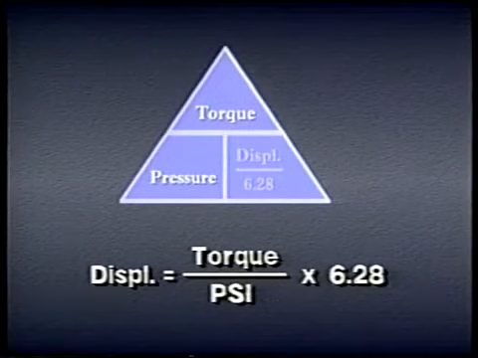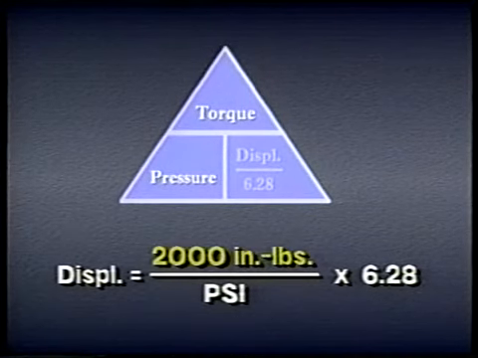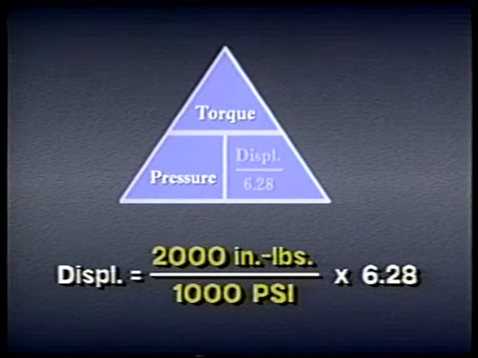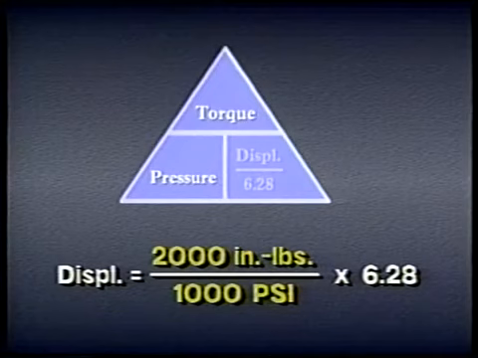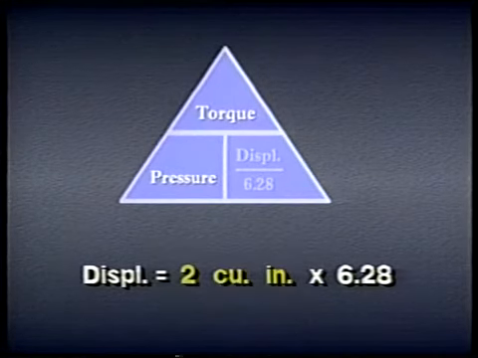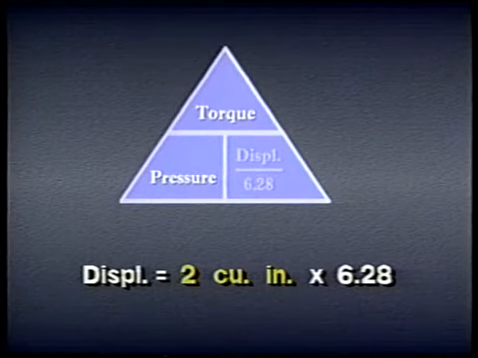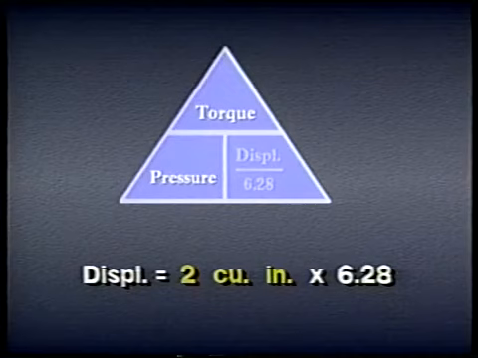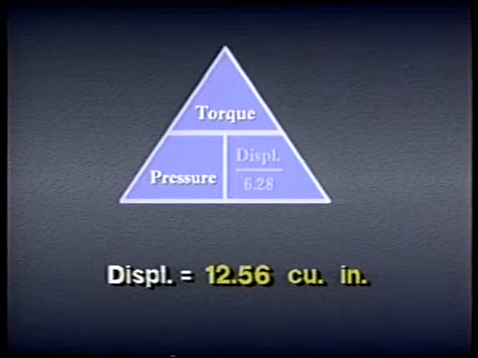Or, if we want to know how much displacement a motor has to have to produce 2,000 inch-pounds of torque when the pressure is 1,000 pounds per square inch, we divide 1,000 psi into 2,000 inch-pounds to get 2 cubic inches. 2 cubic inches is equal to the displacement divided by 6.28. So the displacement of the motor must be 6.28 times 2 cubic inches, or 12.56 cubic inches.